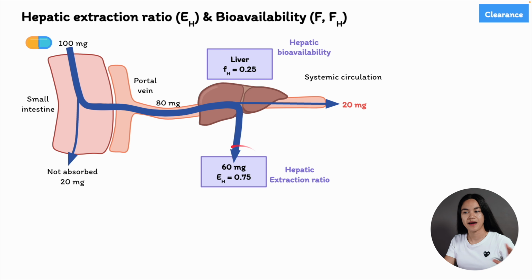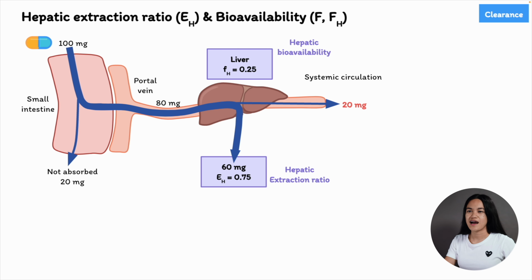That means we have a hepatic extraction ratio of 75% or 0.75. Okay, so a drug with a lower hepatic clearance is one that the liver does not effectively eliminate. It's unlikely to have been metabolized or excreted through bile. But drugs with high hepatic clearance will have a high hepatic extraction ratio and will be very well metabolized by the liver or excreted through bile.